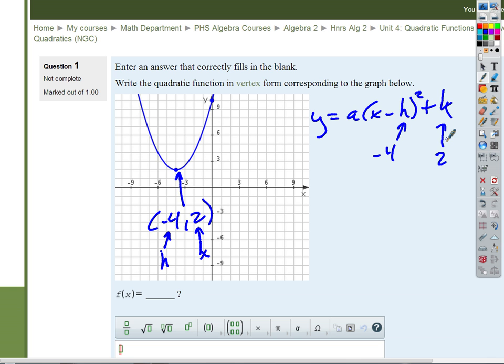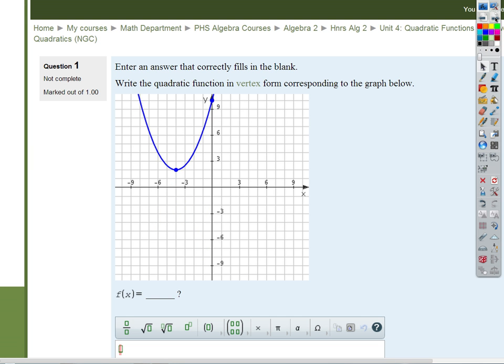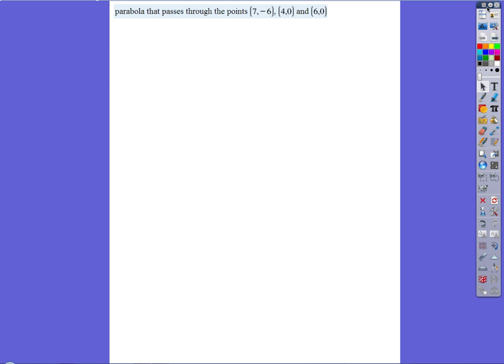It's in vertex form. It'd be really simple to put it into general form, right? All we'd have to do is just expand out that binomial, either by foiling it, or we'll talk more about expansion patterns next chapter. But we could always just FOIL that out. X minus -4 would be x plus 4 squared. Expand it out, distribute the a that we found, add up the like terms, and we're done. It's in general form.